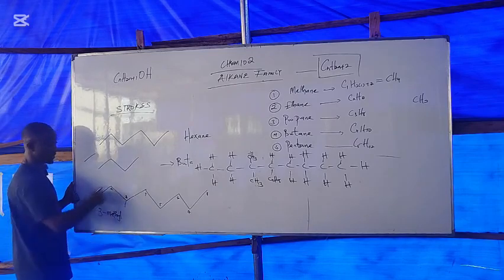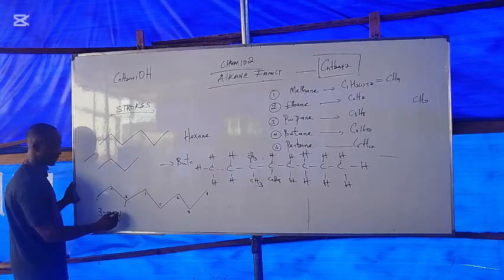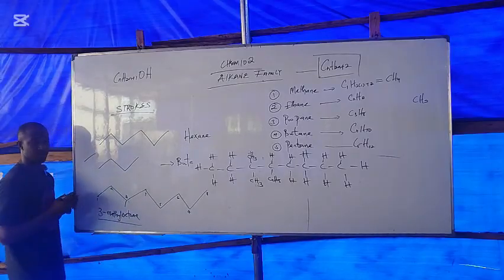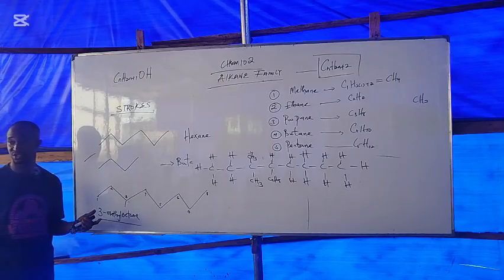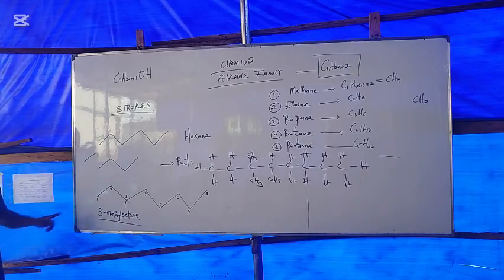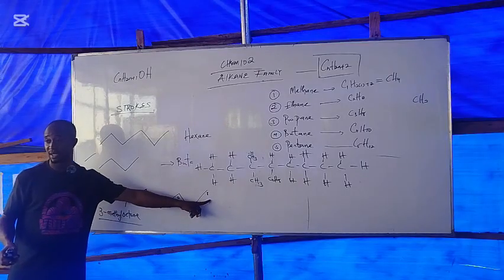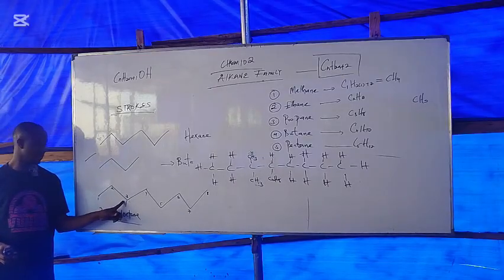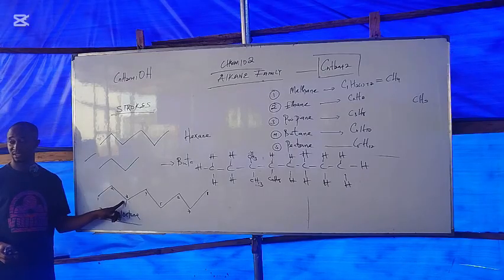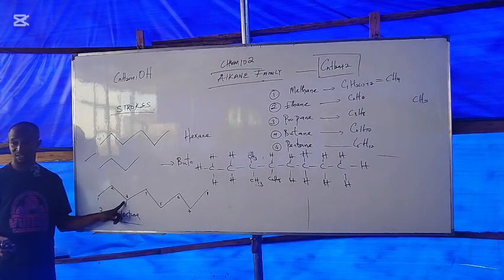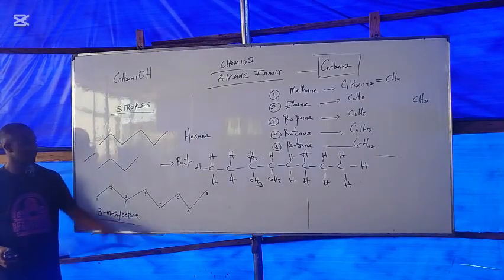Are you seeing what I'm doing? What is the parent chain? Octane. Is that 8? Octane. Do you understand what I'm saying? So the first step is to identify the longest continuous chain, which is what? Octane. Is it not so? Then when you have identified it, you look at your substituents. It is on what carbon here? Carbon 3. And this substituent represents what? Methyl. So here, methyl falls on carbon 3. So we have 3-methyl octane.